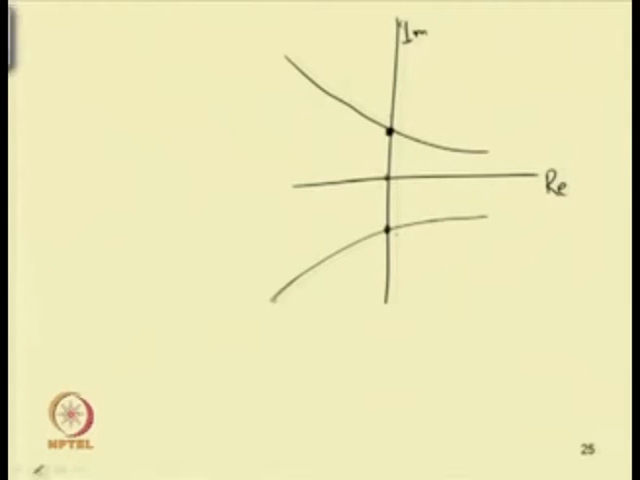So, in case of the Hopf bifurcation point, the fixed point response becomes unstable, but it generates a periodic response due to the presence of the imaginary part of the eigenvalue. Let us take one example.